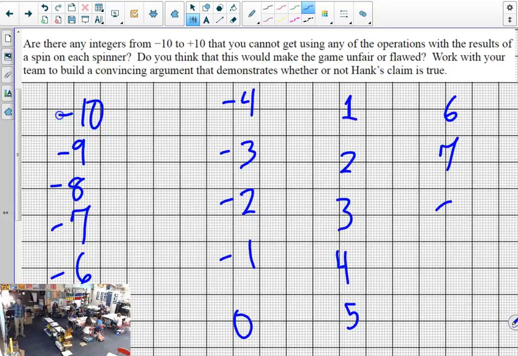Are there any numbers that people believe we cannot make? Mina? 5. No, we can't. Can anybody show us how we can make 5? If Mina thinks we can't, 3 plus 2. Can I get a 3 and a 2 at the same time? No, I cannot. Is there any other way that I could potentially make 5? You can make negative 5. We assume you're starting at 0.